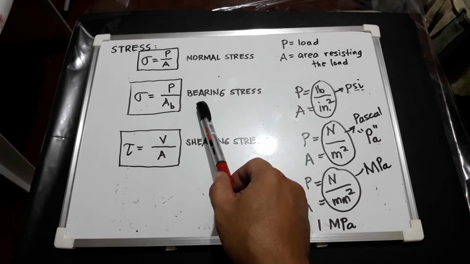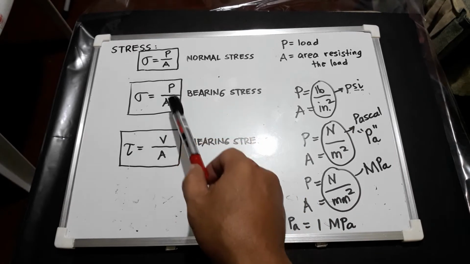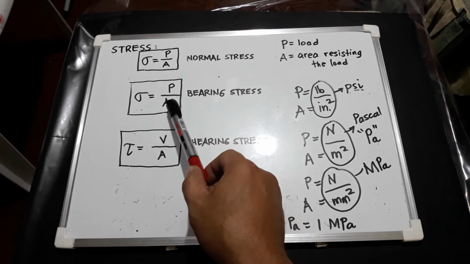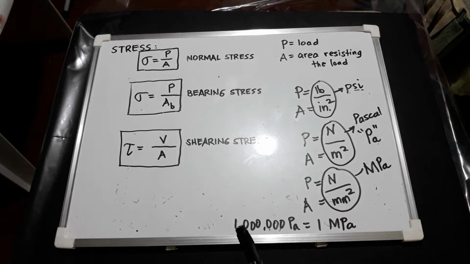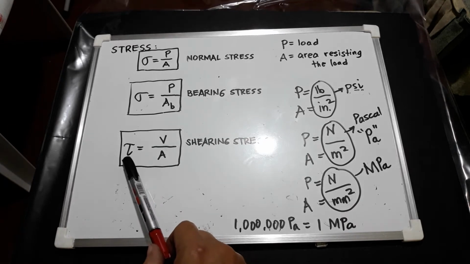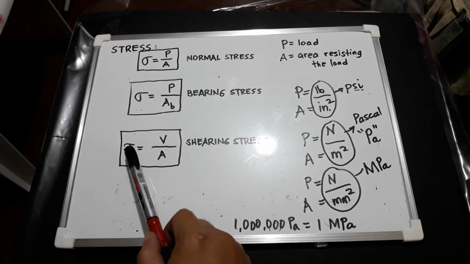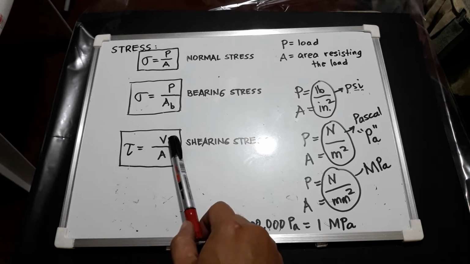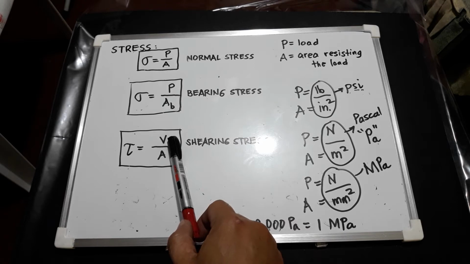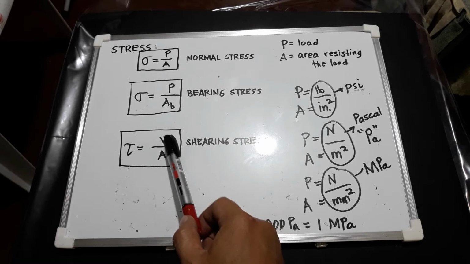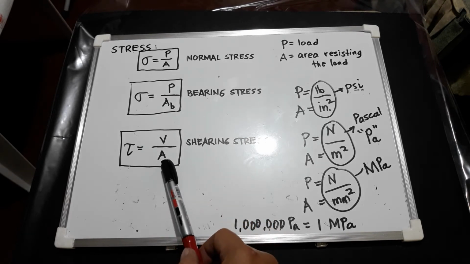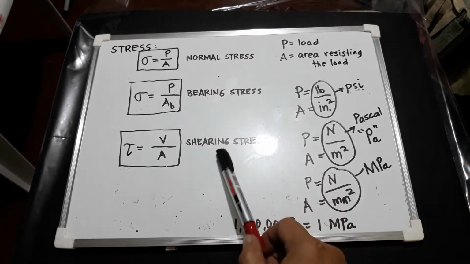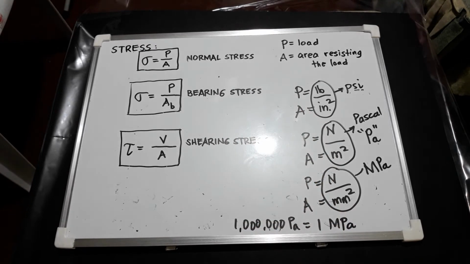Now for bearing stress, the same formula is being used, but this time we need to identify the bearing area. And for the shearing stress, it is symbolized by the Greek letter tau, which is equal to V, where V is still the load, shearing load, divided by the shearing area. So that is now the three types of stress that we need to study.